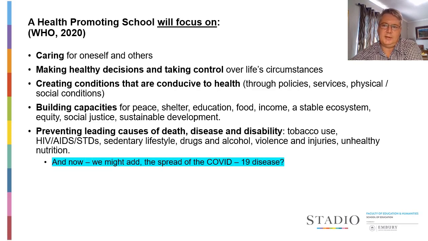Like I said, this whole idea of deep cleaning, especially clean and healthy in the context of COVID-19. So it's about building capacities for peace, shelter, education, food, income, stable ecosystem, equality, social justice, sustainable development. So the whole range of social justice concepts there. And then preventing leading causes of death, disease, and disability. There's a number of them, and once again, I have to point out COVID-19 here.